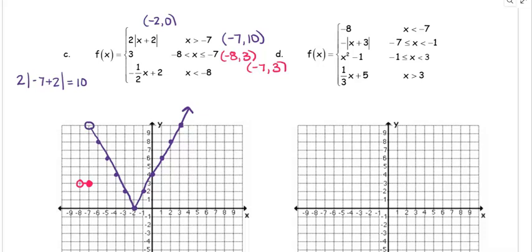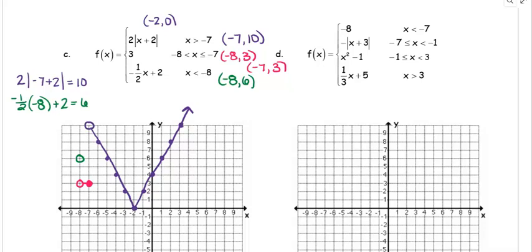Now this last one, again, I want to figure out that starting point. So I'm going to plug the -8 in. I have -1/2 times -8 plus 2. That's going to give me 4 plus 2, which is 6. So I have -8, 6. This is going to be an open dot. Notice open dot, that's okay. Closed dot, that is not okay.